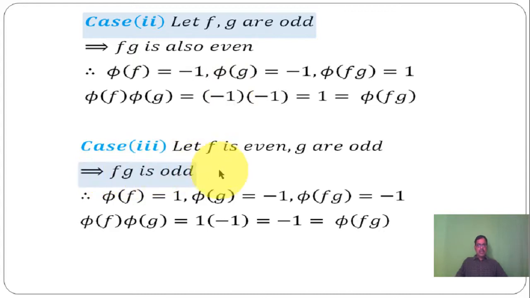So case 3, let f be even and g be odd. We take one even and one odd permutation. The product of an even and an odd permutation is an odd permutation. So therefore fg is an odd permutation. So phi of f is equal to 1, phi of g is equal to minus 1. Since f is even, phi of f is equal to 1. g is odd, phi of g goes to minus 1. So fg is odd, so therefore phi of fg goes to minus 1. So phi of f into phi of g is equal to 1 into minus 1, that is equal to minus 1. It is equal to phi of fg.